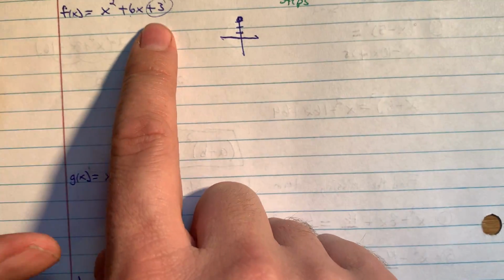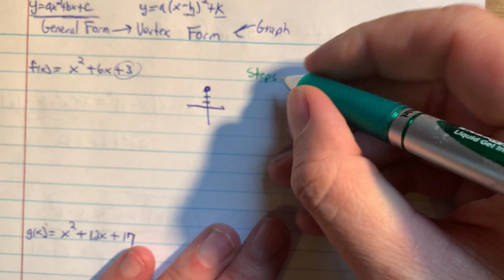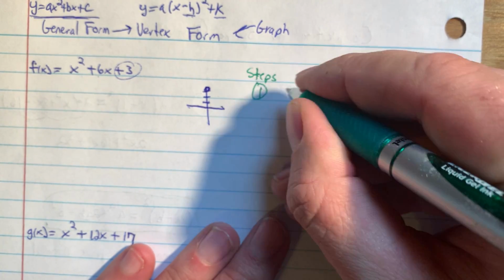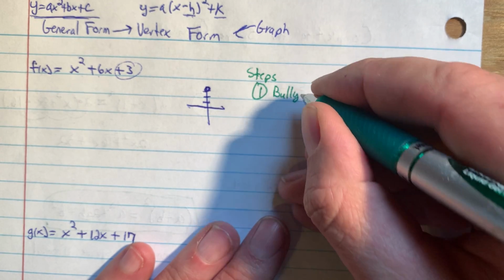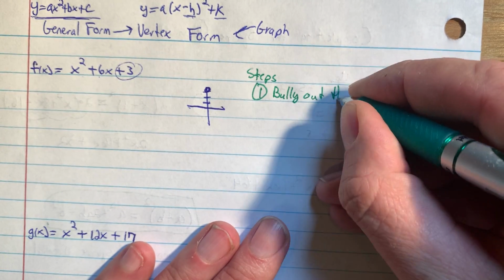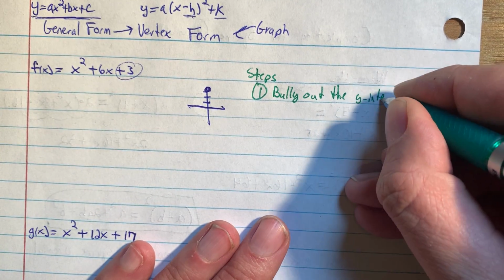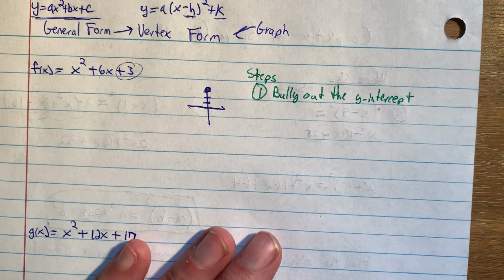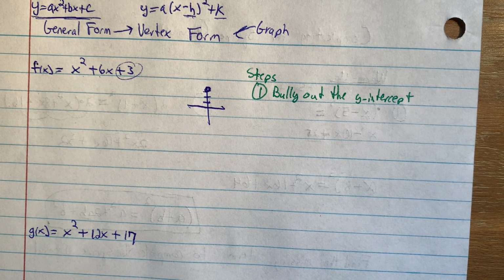And so if there's already a number there, we are going to do something. This is not a math term, but we are going to bully out the y-intercept. We're going to tell it we don't like it. We don't want it around anymore. We want it to be gone. It needs to go its own way, and it's not part of our group anymore.